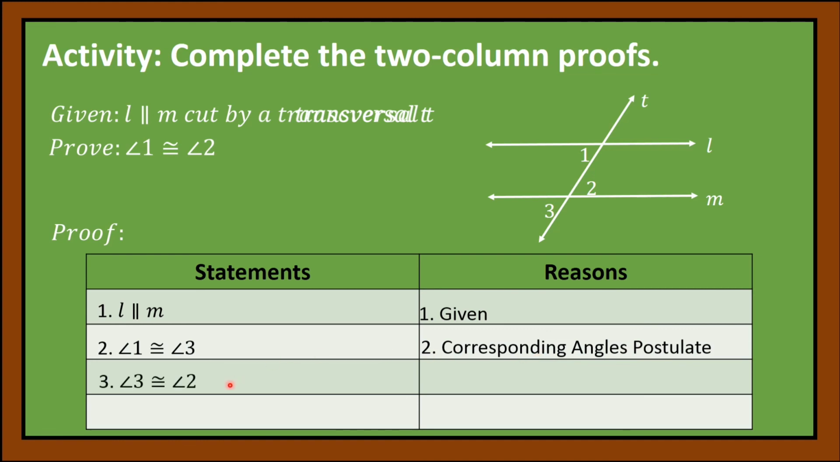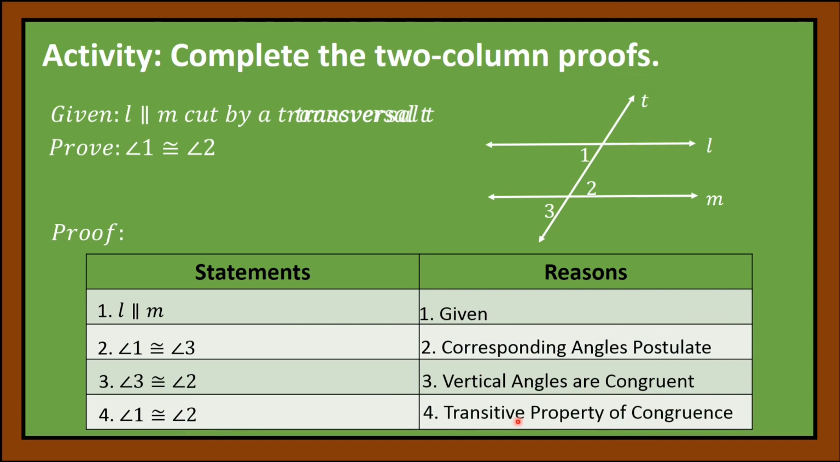Next, statement number 3, angle 3 is congruent to angle 2. So, anong reason? It is based on vertical angles postulate. So, vertical angles are congruent. And then, ang last, angle 1 is congruent to angle 2. Ang reason natin is using transitive property of congruence.